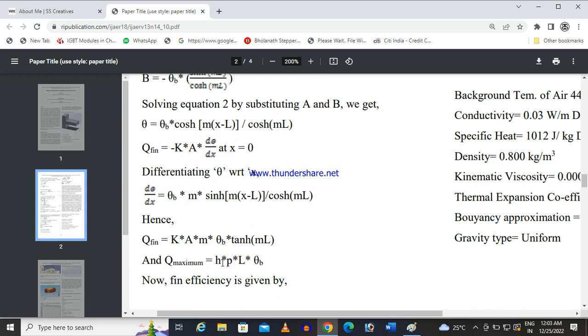The maximum is if the entire fin temperature, whatever the base temperature, if it is not reducing. Why reducing? Because there are some losses, because the convective heat transfer is varying. So maximum, how much? If it is the entire fin temperature, if it is theta b, that much only maximum heat will be evacuated out. Correct. So this is the maximum.